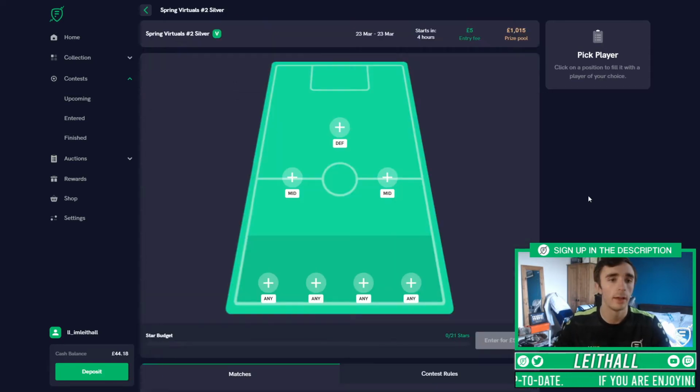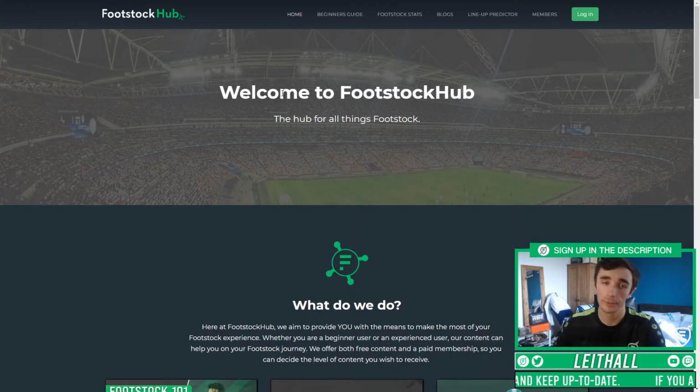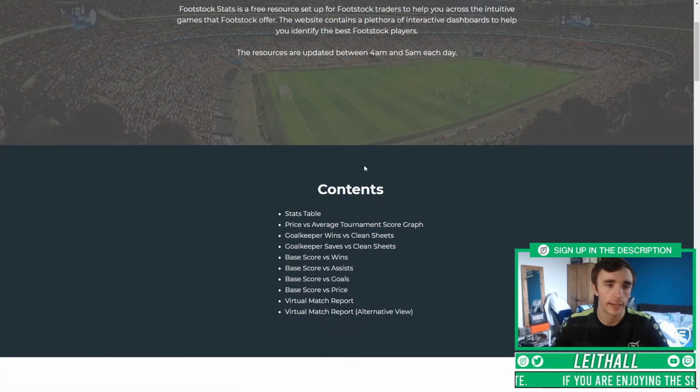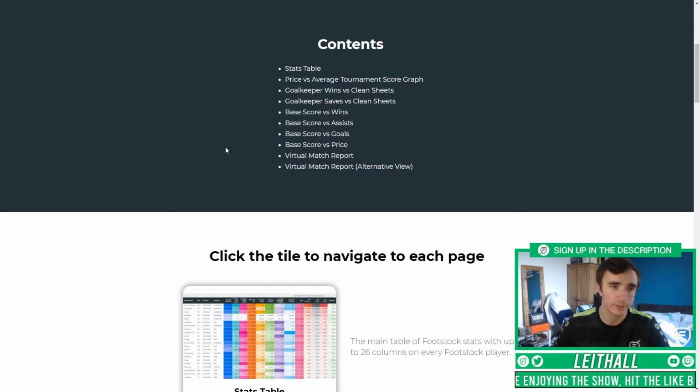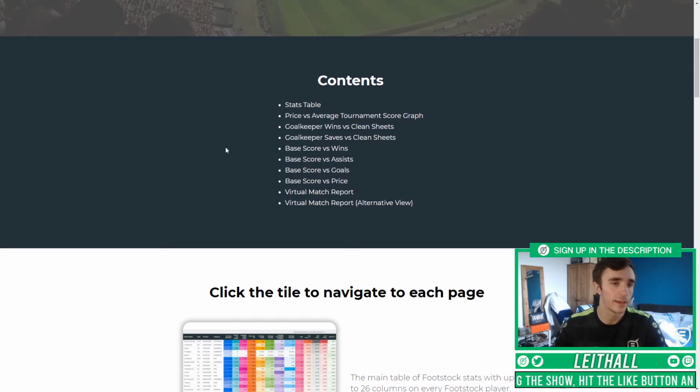Before or during constructing a team for these virtuals, you need to be using stats available to you, and like I mentioned at the end of the previous episode, Footstockhub has got you covered. On the Footstockhub website we've got the Footstock Stats tab at the top here, and there's a contents table with lots of different sheets that you can look into for various things. It even goes down to scouting players that are good on the platform, potentially even for trading, and just having a really good look at various different stats.